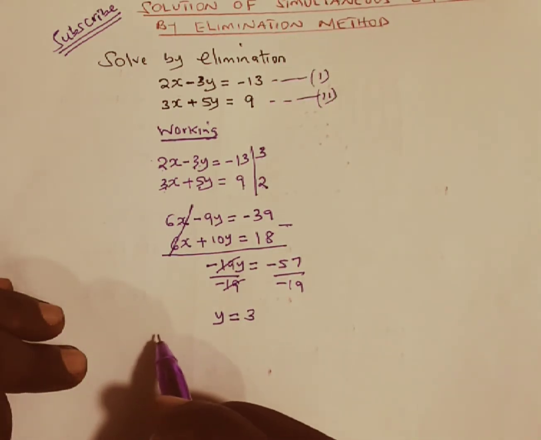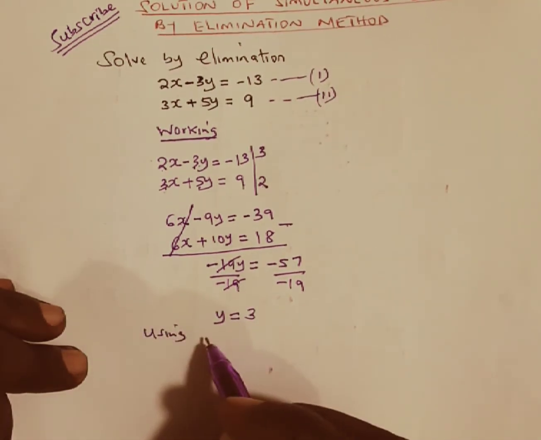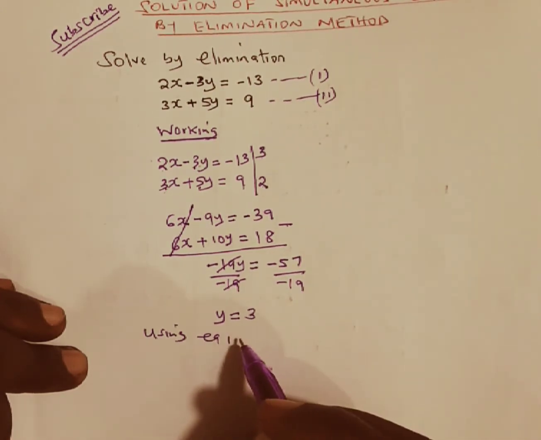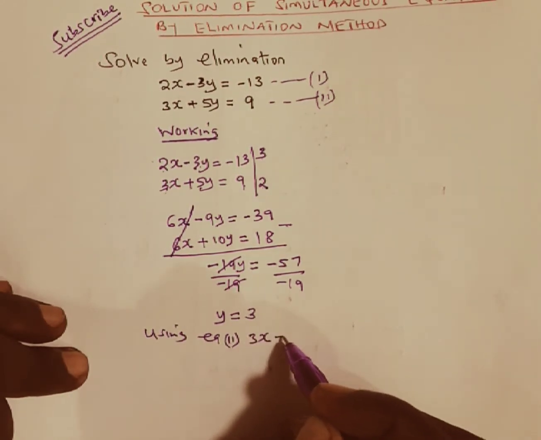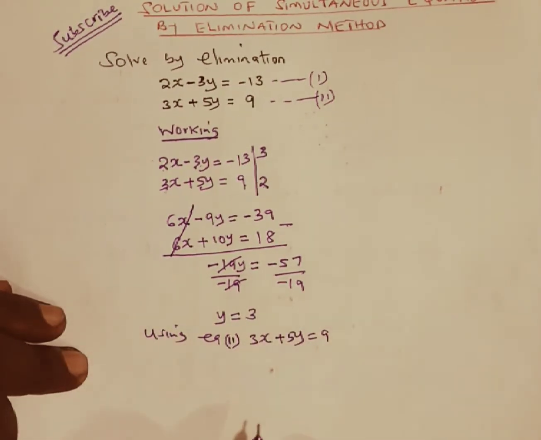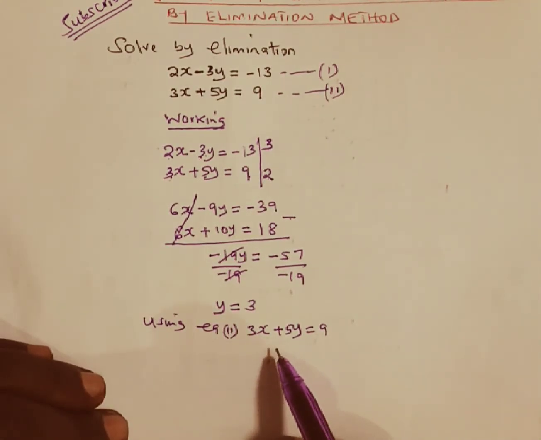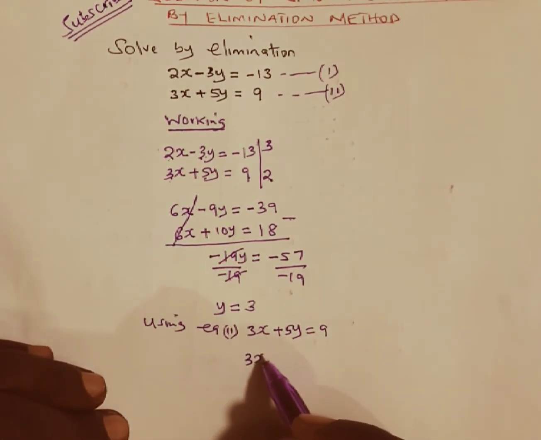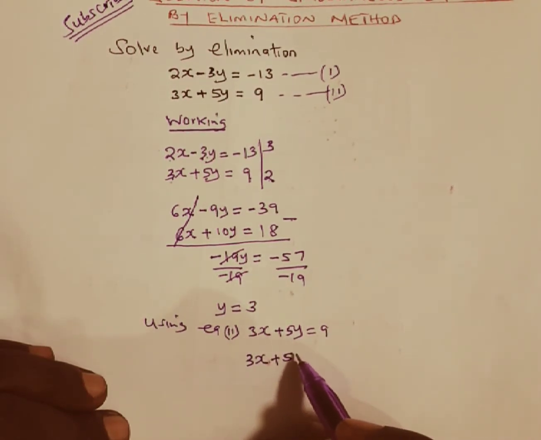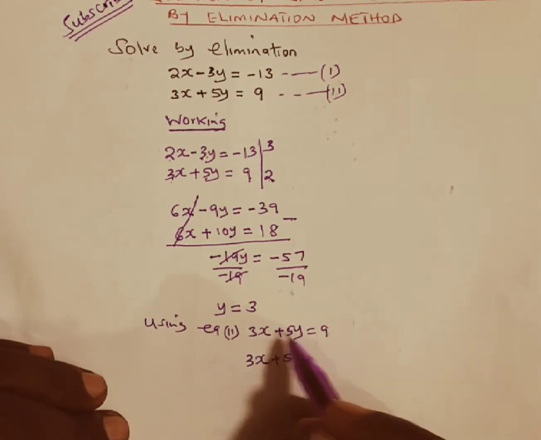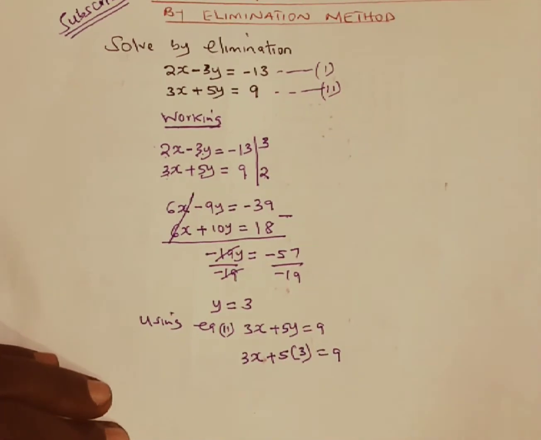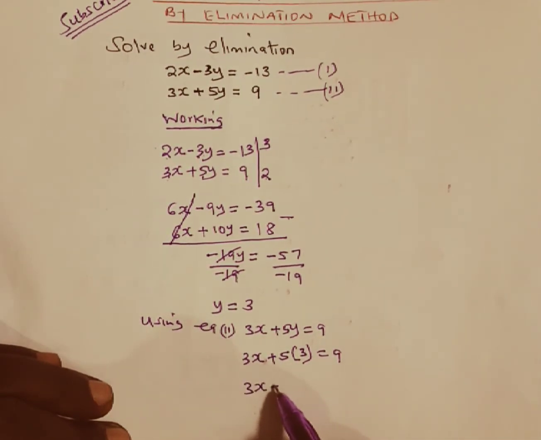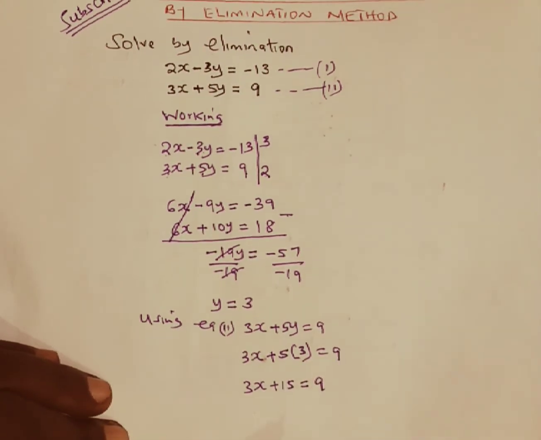So now, you can use any of the two, using equation 2, where 3x plus 5y is equal to 9. We already have the value of y, and therefore we are going to take 3x plus 5 times y. 5y is the same as 5 times y, and our y is 3, and this one is going to be equal to 9. So 3x plus 5 times 3 is 15, and this one is going to give us 9.